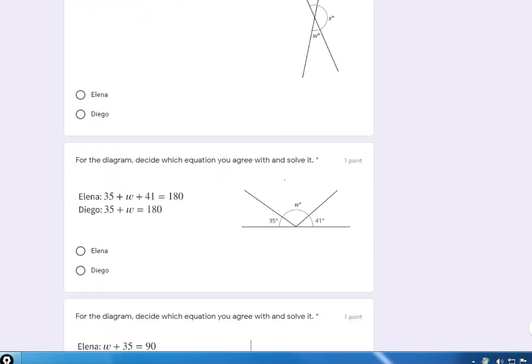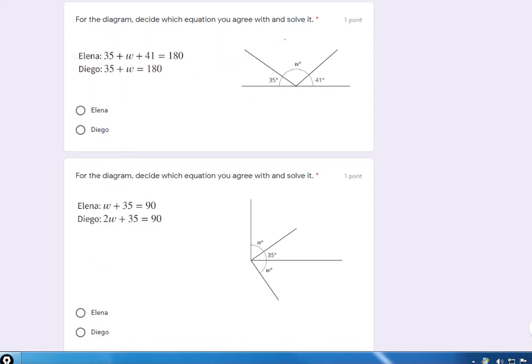Moving along. Here we go. Similar type question. We're trying to solve. We know that 35 plus 41 plus w is going to equal 180. That's what we know for sure. So let's look at what they have. We have 35 plus w plus 41 equals 180 so far. That one's right. Diego, 35 plus w equals 180, and that one would be no. Same concept. Here we go. Let's see if we can figure this one out.